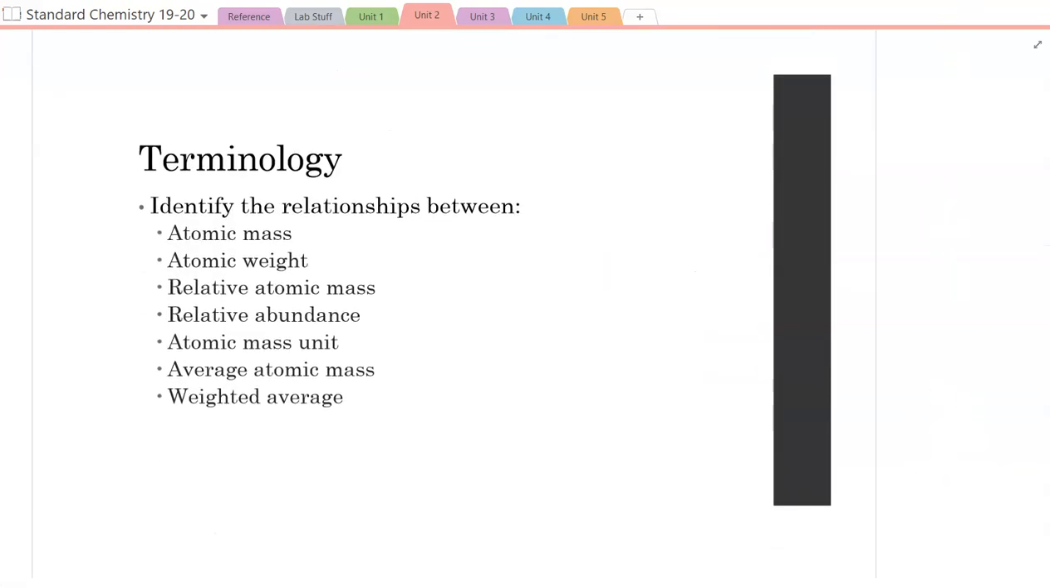Finally, the terminology here, this is just a summary of all the terms that we've seen so far. It's going to be up to you to keep track of them and to know what the differences are. They sound very similar, right? If you look at this, the word atomic shows up in like 4 or 5 of them. The word mass shows up in 4 or 5 of them, but they all have slightly different meanings. All right, that'll do it.